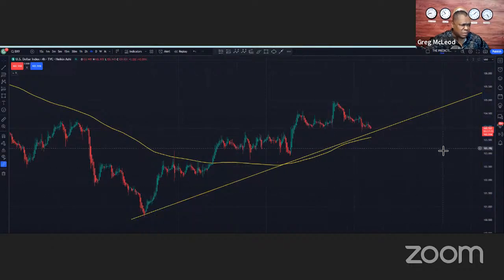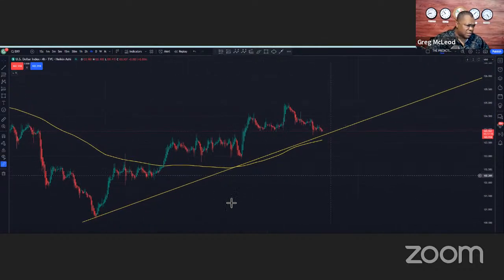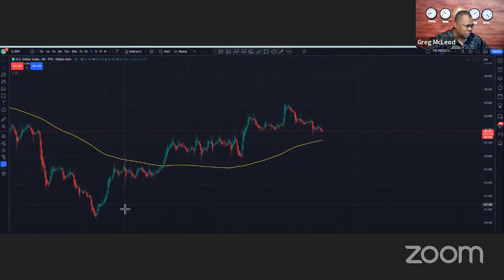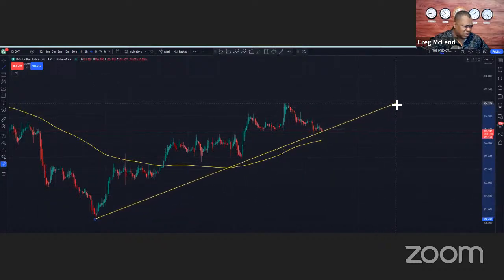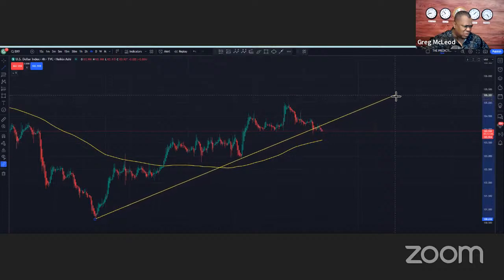There we go. Okay. That's not the one I wanted to remove. Okay, let's try this again. Remove the line and draw. Connect these two swing points and extend into the future, or we can actually maybe use this one. I mean, this one was broken and we've tested it and now we're trading below it. So maybe we come down to this 200 moving average here.